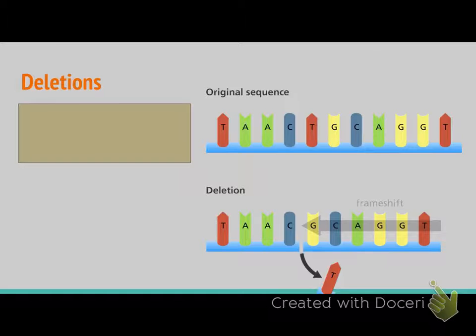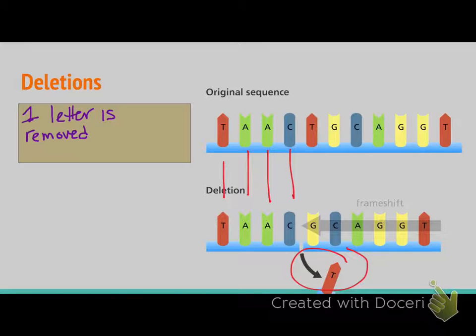Alright, next is deletion. So if insertion was to add a letter, what do you think deletion stands for? It's when one letter is removed. So looking at our sequence, T lines up with T, A lines up with A, C lines up with C. And it should be a T lining up with a T, but look what happened. This T got deleted, and so now everything's going to shift to the left and mess up all the remaining letter sequencing.